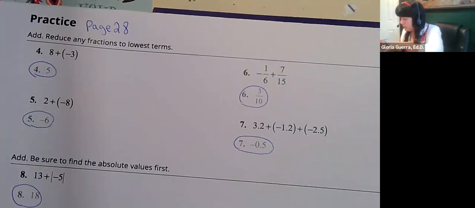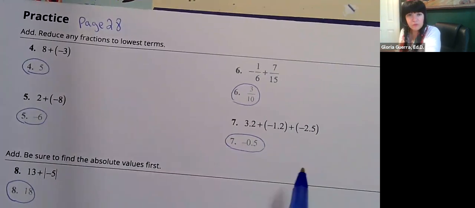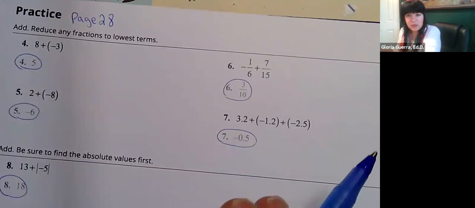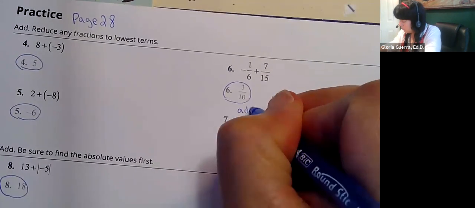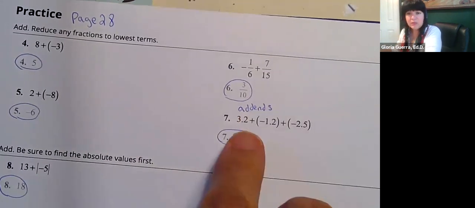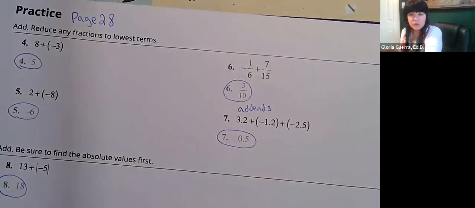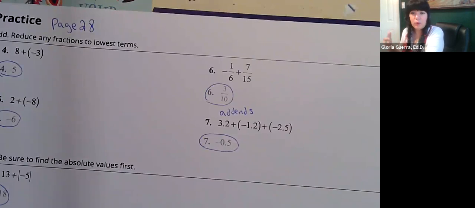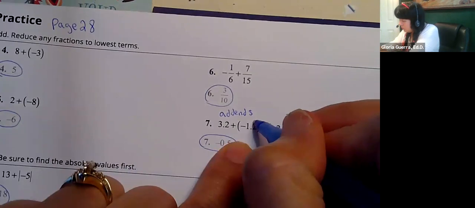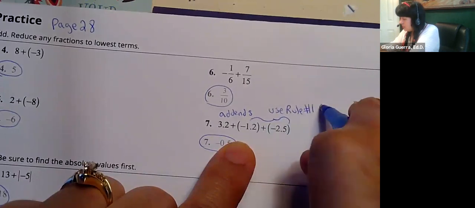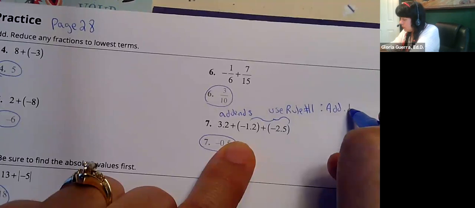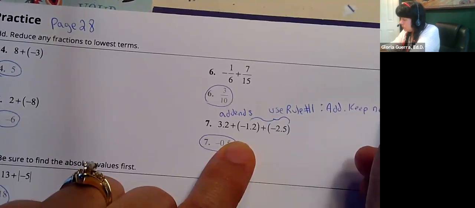Okay. But if we look at number seven first, see how you're adding several addends. Remember, these are called addends. And you see how some of them have plus signs and some of them have negative signs. What you should do is first collect all the negatives, and then you can use rule number one on that. So I can use rule number one right here, which basically says that you're supposed to add and keep the negative sign.